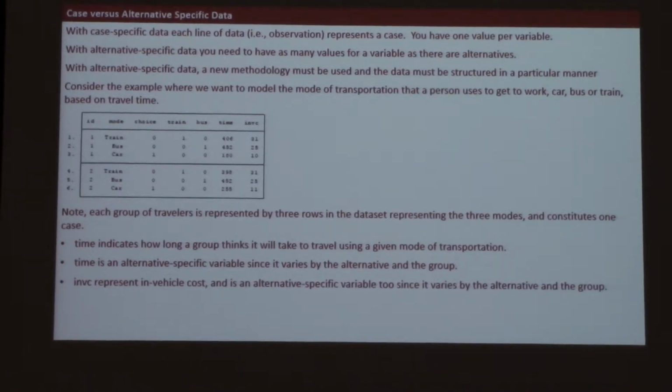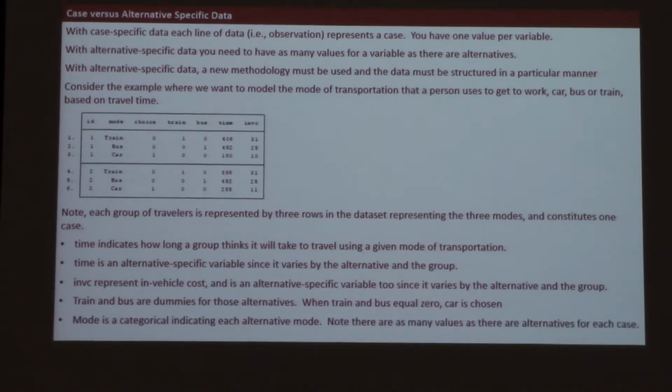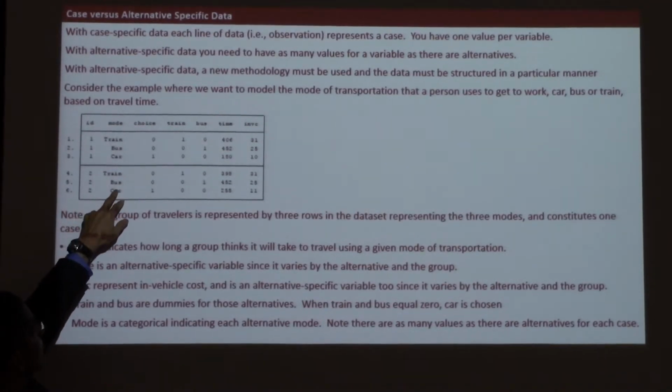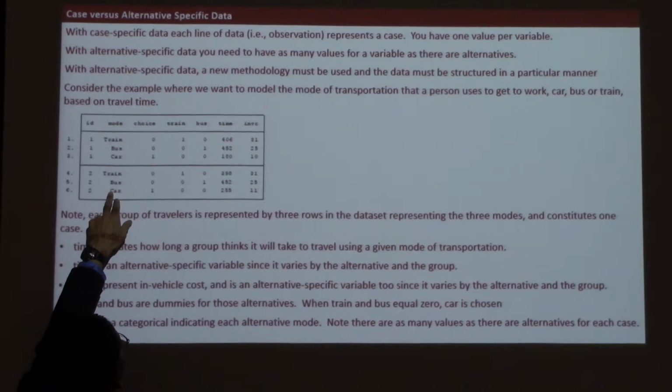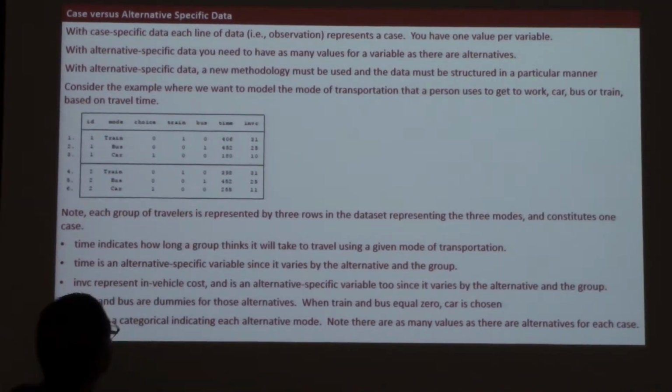In-vehicle class is alternative specific. Train and bus are going to be dummies for those individual alternatives. So what we have to get used to, if we have alternative specific data, is seeing data in this format, what's called a long format. We've got these two dummies here, which are the same as these two dummies.